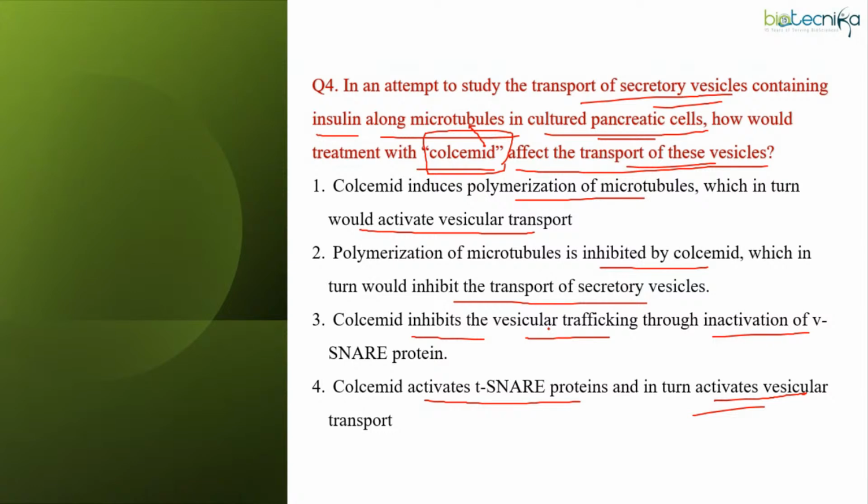So here we go. The correct answer over here is statement 2. As I told initially, if you have heard it properly, you have to remember the inhibitors of microtubules to get to the answer. So, colcemid is basically an inhibitor of microtubules, which in turn inhibits the transport of secretory vesicles.